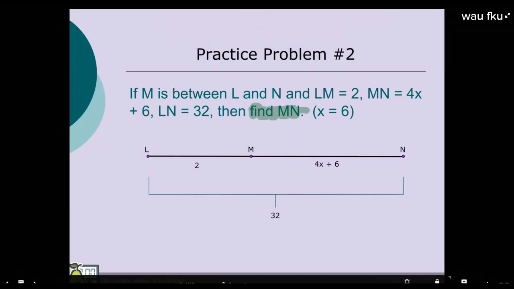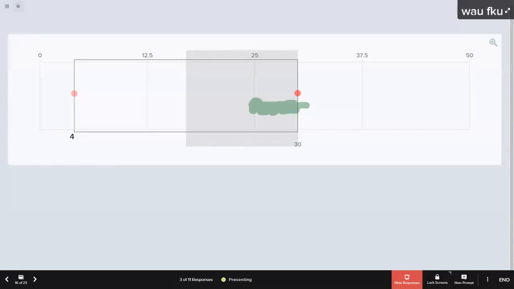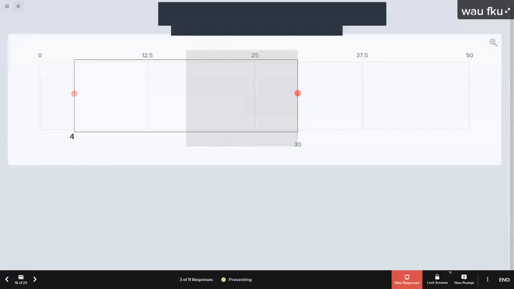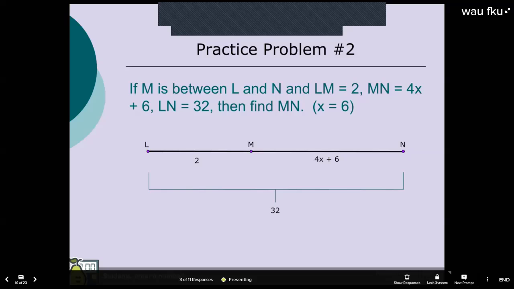Okay, let's take a look and see. One person thought 4, everybody else thought 30. So yeah, you just want to find out what this piece is equal to. You actually don't even need to plug it in. You certainly can and get 6 times 4 equals 24 plus 6 is 30. But you also knew this piece was 2. So you could have just subtracted the 2 from that because the rest of this has to be 30.